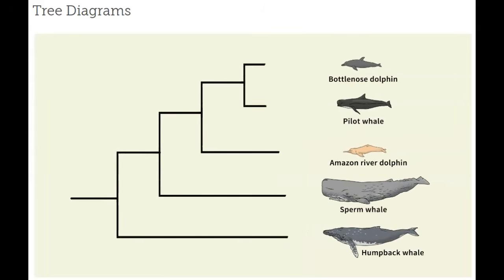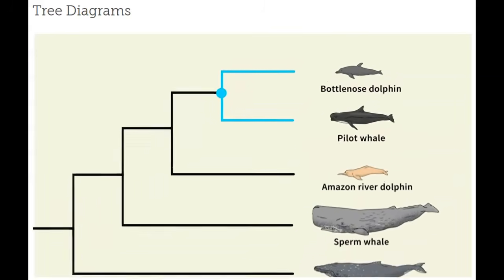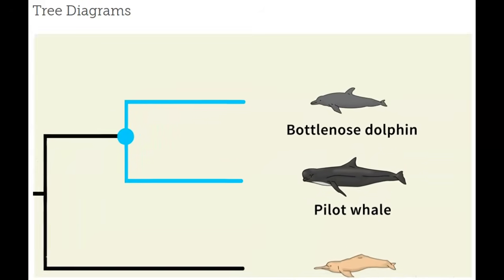In general, organisms that have more characteristics in common share a more recent common ancestor.